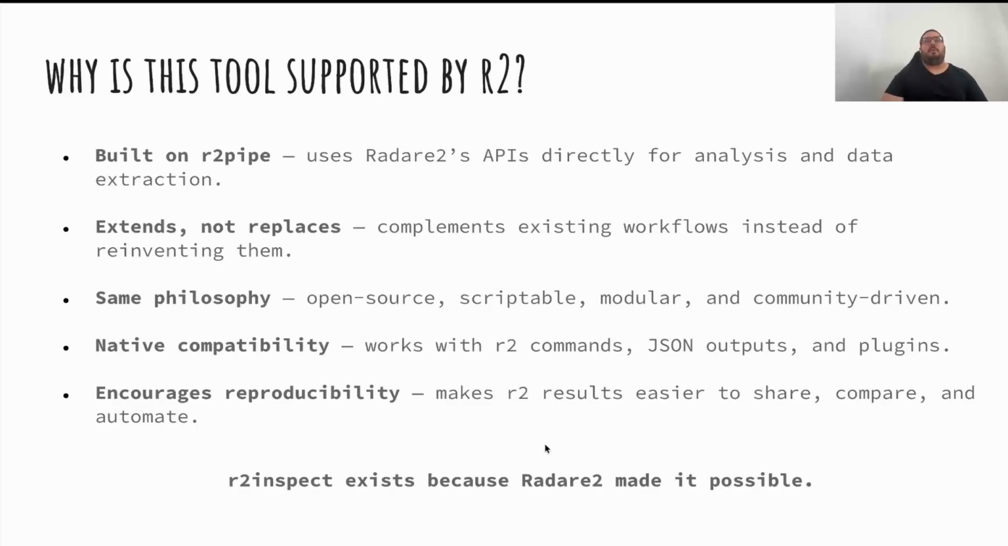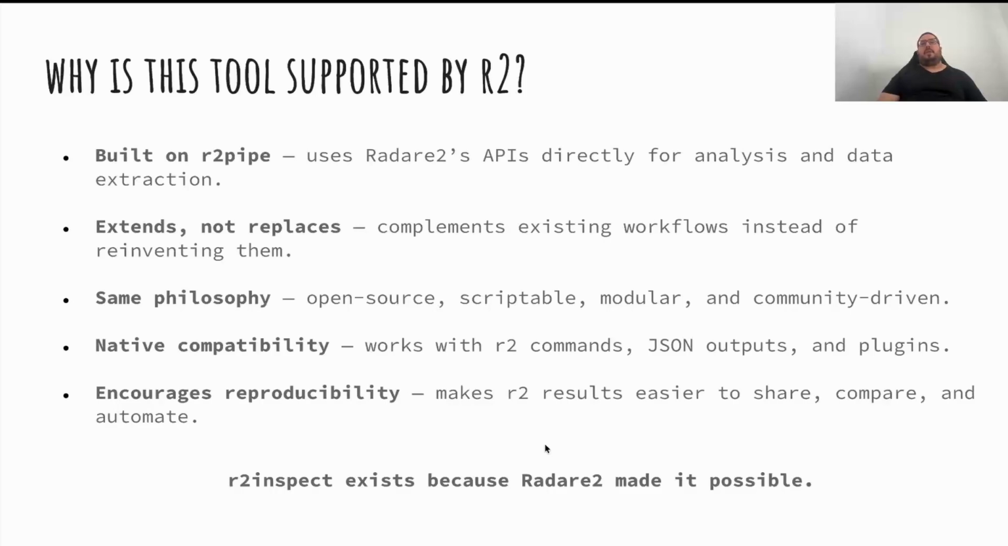R2Inspect comes to extend, not replace, the actual tooling or scripts, because at the end of the day the open source flow that we should have is to complement existing workflows instead of reinventing them. It's built on the same philosophy as Radare2: it's open source, scriptable, modular, and of course community driven. It has native compatibility because it's built on top of R2Pipe.